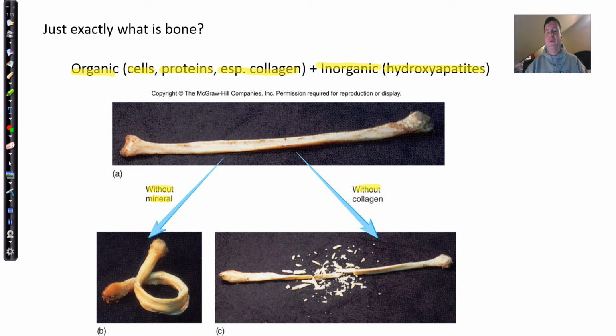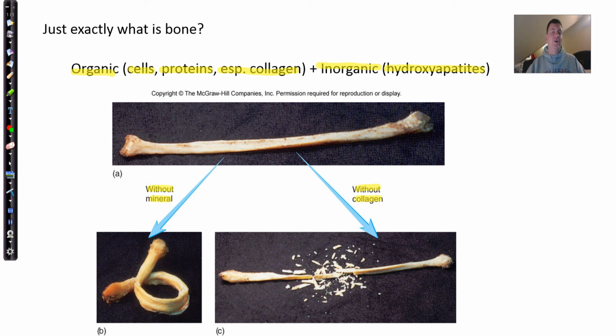If I were to take another raw bone and remove the organic part, I do this by cooking it. If I heat up bone, it breaks down the cells and the proteins, and then I'm left with nothing. I end up with a bone that will shatter.